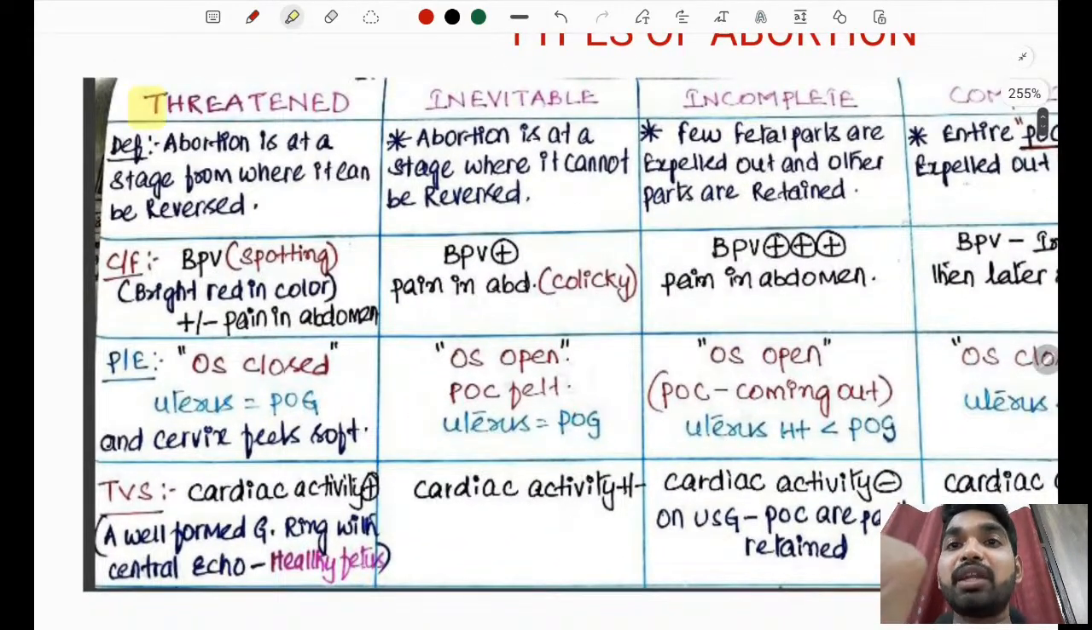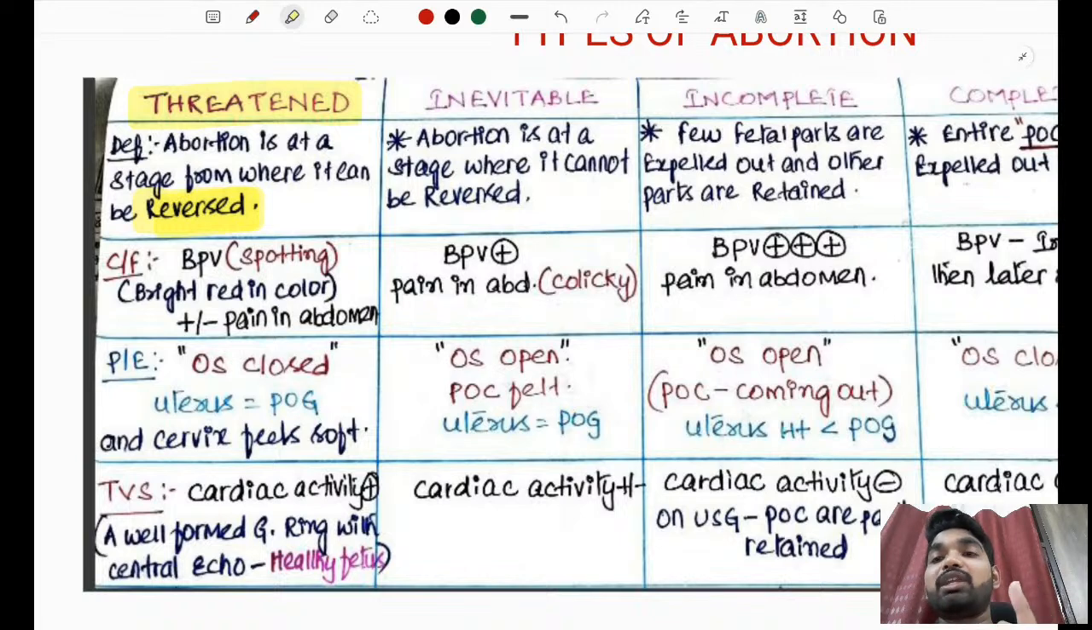First type, threatened abortion. What do you see in threatened abortion? Here, the process of abortion has started, but it is at a stage where it can be reversed. If you take some measures and manage it, you can stop that. You can prevent the baby from getting aborted. That is threatened abortion.